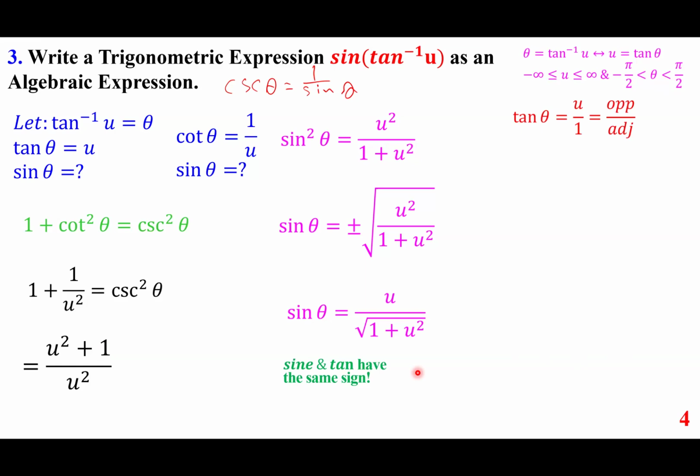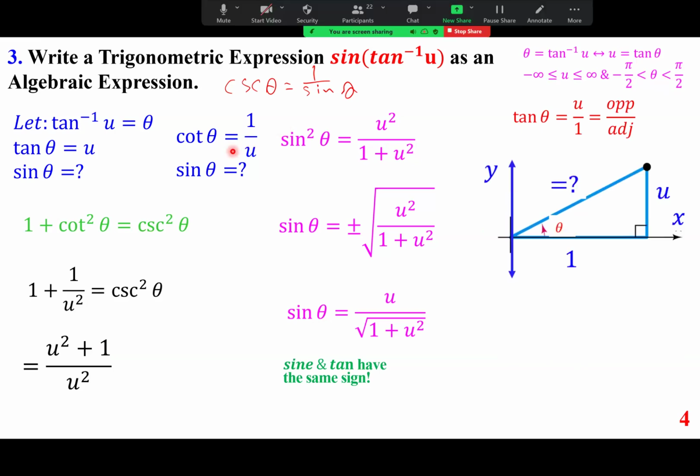Let's look at it slightly differently. Tan, by definition, is the opposite over the adjacent, because we have tan theta equals u. We can write it as u over 1 because we want to make up a fraction. So it's u, the opposite, over the adjacent 1.